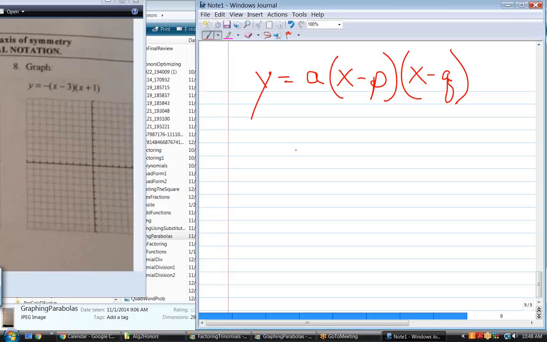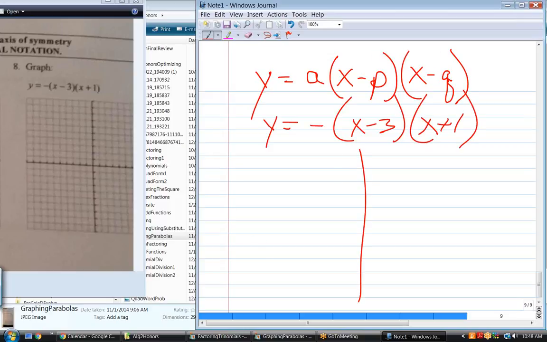So we know that this one turns down, correct, because of that -1. In other words, we're looking at negative times x minus 3 times x plus 1. So where are my x-intercepts? Your x-intercepts are going to be a positive 3 and -1. Where's my line of symmetry, which is the same thing as where's the x-coordinate of the vertex? At x equals 1. You don't always need to draw that dotted line, but it tells you that my x-coordinate of the vertex is somewhere on that dotted line.